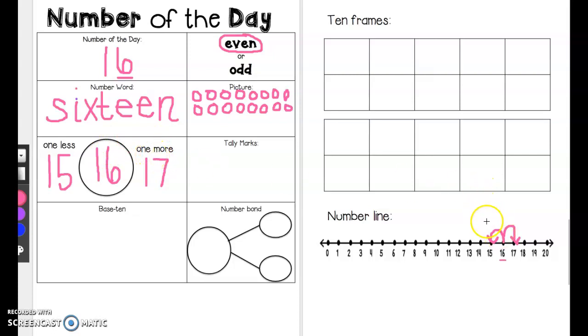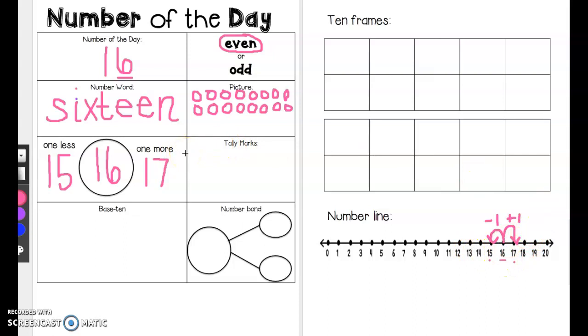Also, remember, I can think about it as 1 less. So if I have 16 marbles and I give 1 away to a friend, how many do I have now? 15, right? It's 1 less. What if I have 16 marbles and my friend gives me 1 more? Now I have how many? I have 17, right? Because that would be one more.